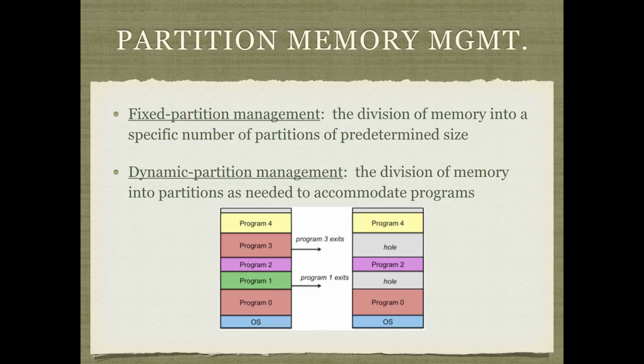If you have fixed partition management, then those allotments remain that same size. If you have dynamic partition, then maybe program 3, which left a rather larger hole in the memory, might be divvied up to accommodate 2 new programs.